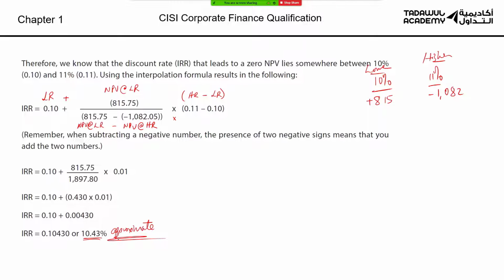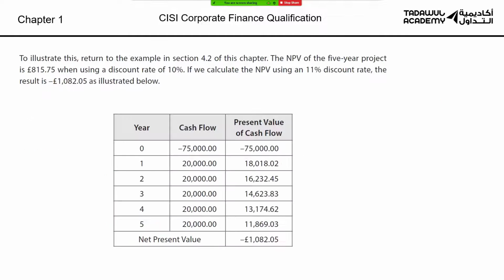Let's go back and see whether using 10.43% will give us an NPV of 0 or close to it. Remember, at a discount rate of 10%, it gave us 815. At a discount rate of 11%, it gave us 1,082. Let's say at a discount rate of 10.43, let's see how much it's going to give us. The cash outflow is going to be the same.